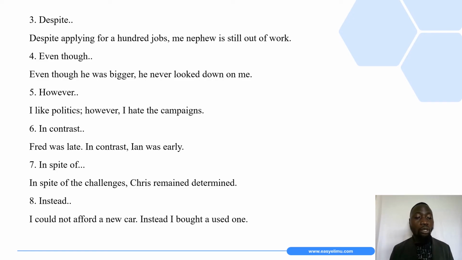There is also this other one that is instead. The example is: I could not afford a new car. Instead, I bought a used one.